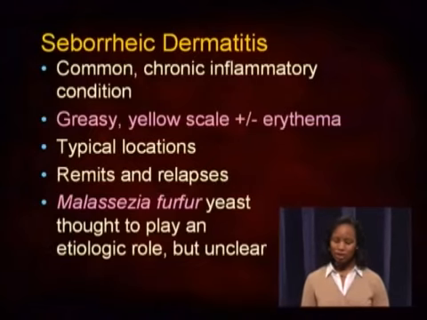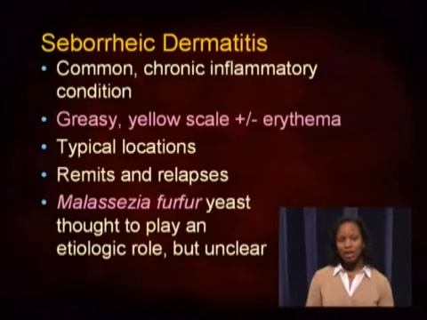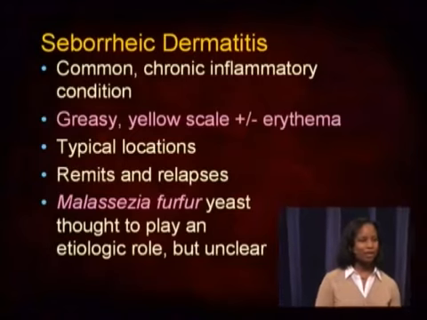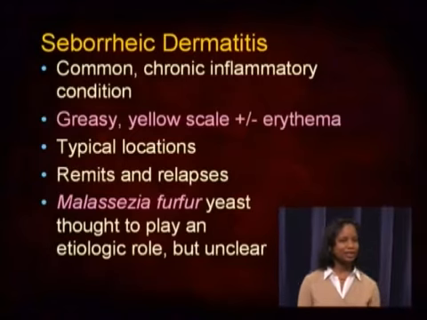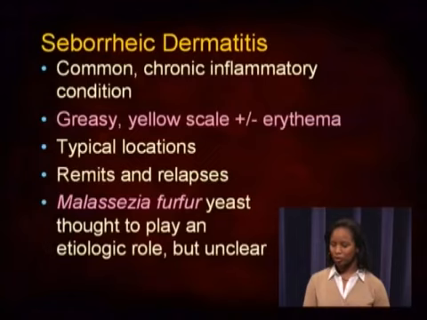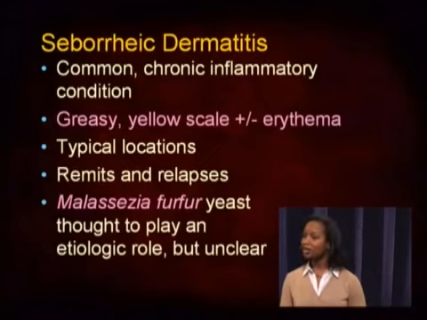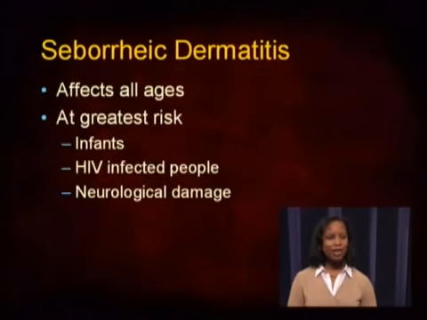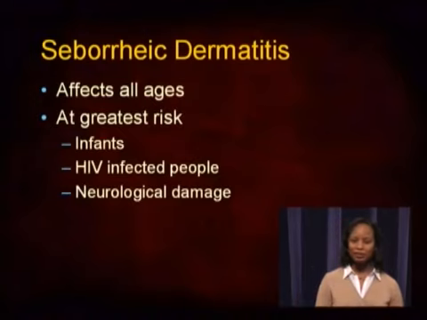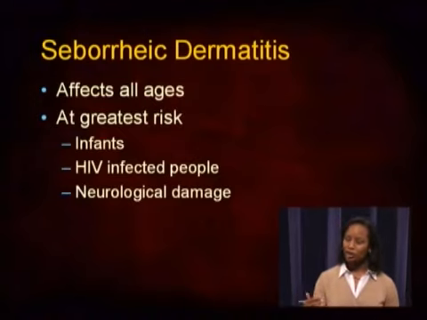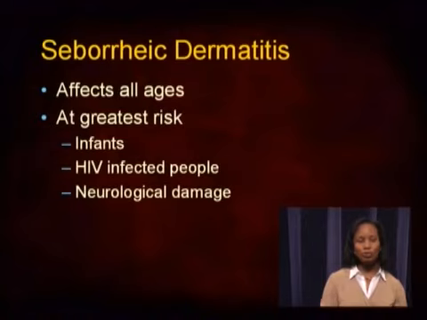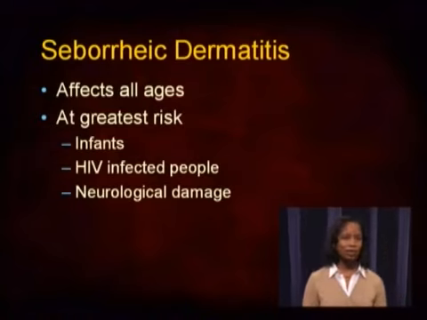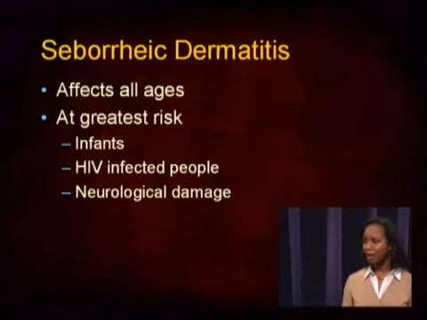Typically comes and goes and is mostly idiopathic, although we think that the lipophilic yeast called Malassezia furfur plays an important role in its pathogenesis, and that's actually targeted in some of the therapy choices that we use as well. So this affects individuals of all ages, especially common in infants, or it is more common in people who basically have an immune deficiency. So infants fit in that category without a fully developed immune system.